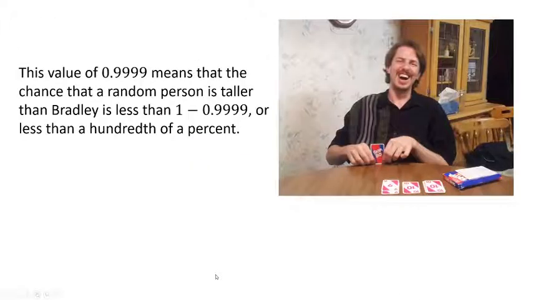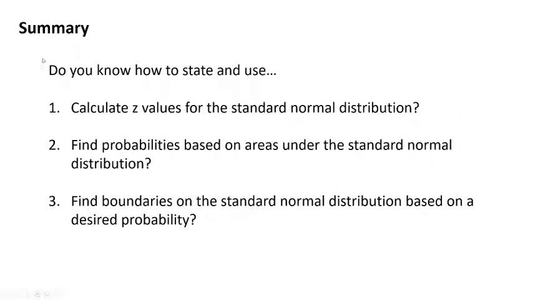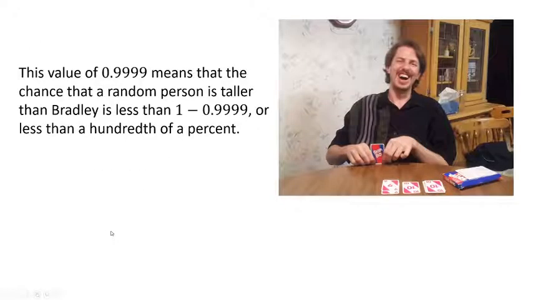So 0.9999 means that the chance that a random person is taller than Bradley is less than 1 minus 0.9999, or less than 0.01%. So it turns out his brothers are correct. He is a mutant from another planet. And so this kind of vindicates that a little bit here. He is very, very unusual in his height. And as you can see here with statistics, we were able to not only say that, but actually quantify it with some numbers behind it. Very, very useful as we describe our world.